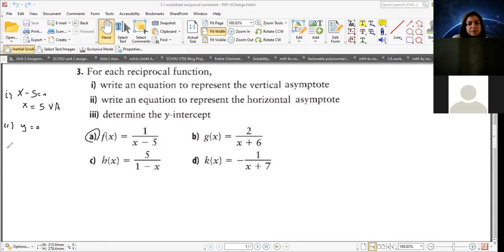Determine the y-intercept. For y-intercept, everyone knows that for y-intercept, we need to put x equal to 0, right? Y equal to what? 0 minus 5, -1/5. This is gonna be my y-intercept. So can you take a screenshot, everyone? And let me know so I can move on. Yeah. Done, okay, thank you.